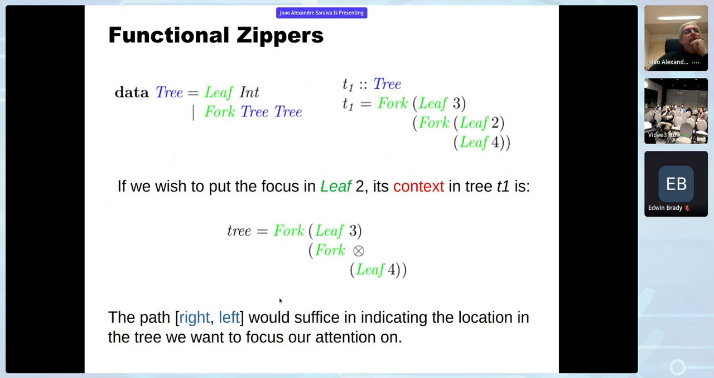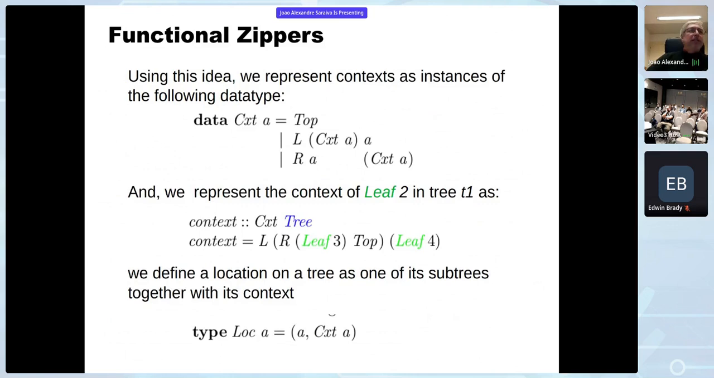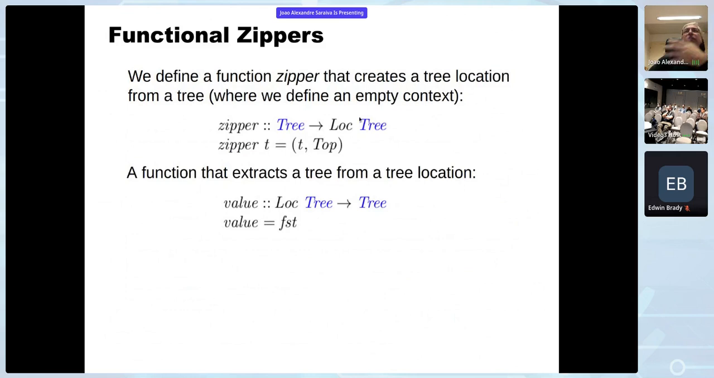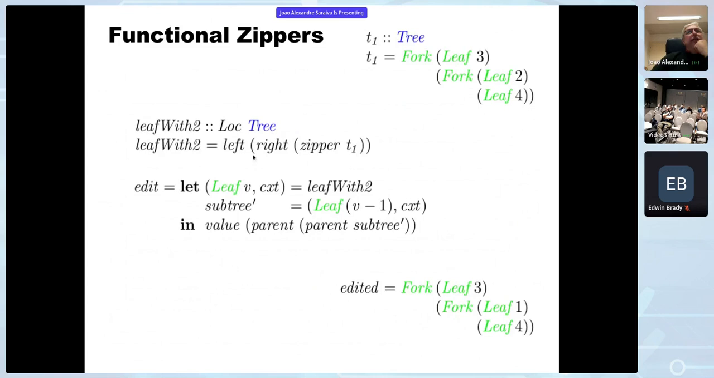Let's go quickly here. I can define a data type for defining context and locations in the tree, and I can express functions to navigate in the binary leaf tree: left, right, parent. Now I can transform a tree into a zipper, and a zipper into a tree, and so I can navigate in a leaf tree. Say if I want to go to the leaf 2, I can go left, right, and I am in the leaf 2, and I can perform some transformation like subtracting 1 from the value, and I have this tree at the end. So zippers allow me to navigate in any heterogeneous Haskell data type.